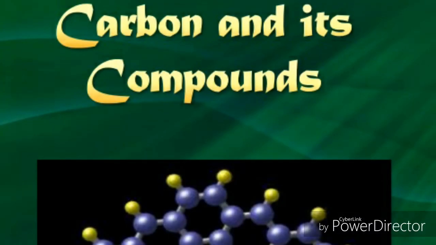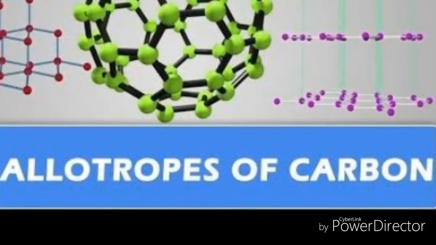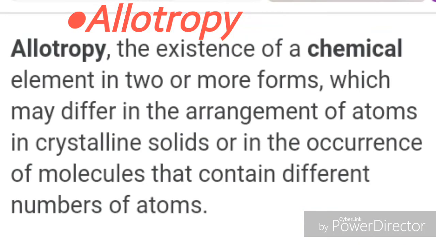Carbon being a versatile element, it shows some unique properties. Today, let us learn about allotropy, an important property of carbon. Allotropy is the existence of a chemical element in two or more forms, which may differ in the arrangement of atoms in crystalline solids or in the occurrence of molecules that contain different numbers of atoms.